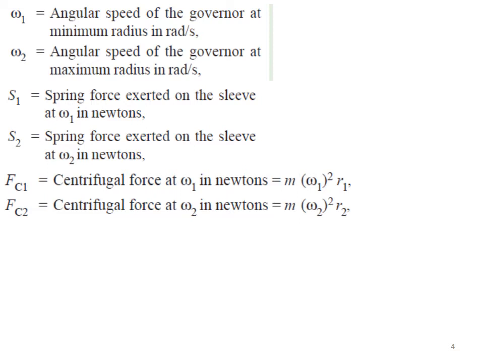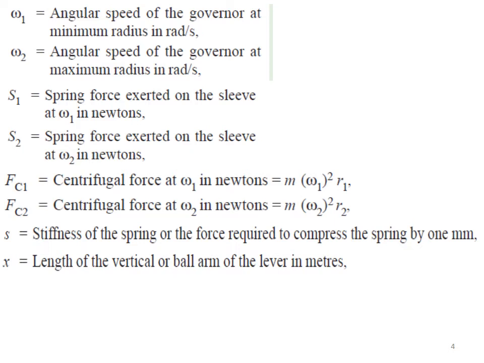So what is the equation for FC1? m into omega 1 square into R1. Similarly for FC2, m into omega 2 square into R2. So the general equation for centrifugal force is Fc is equal to m into omega square into R. So respectively for Fc1 and Fc2 it is m into omega 1 square into R1 and m into omega 2 square into R2.